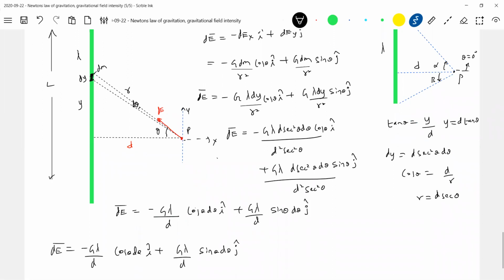Nothing to do with all this, it's all about the mathematical skills, just how good you are in utilizing your mathematical skills. So what should be the limit now? The limit will become minus beta to plus alpha.